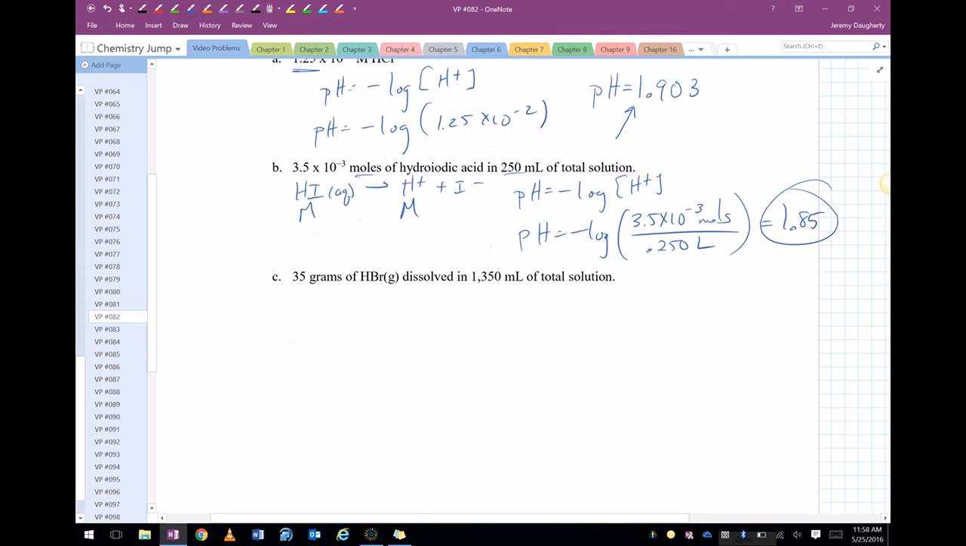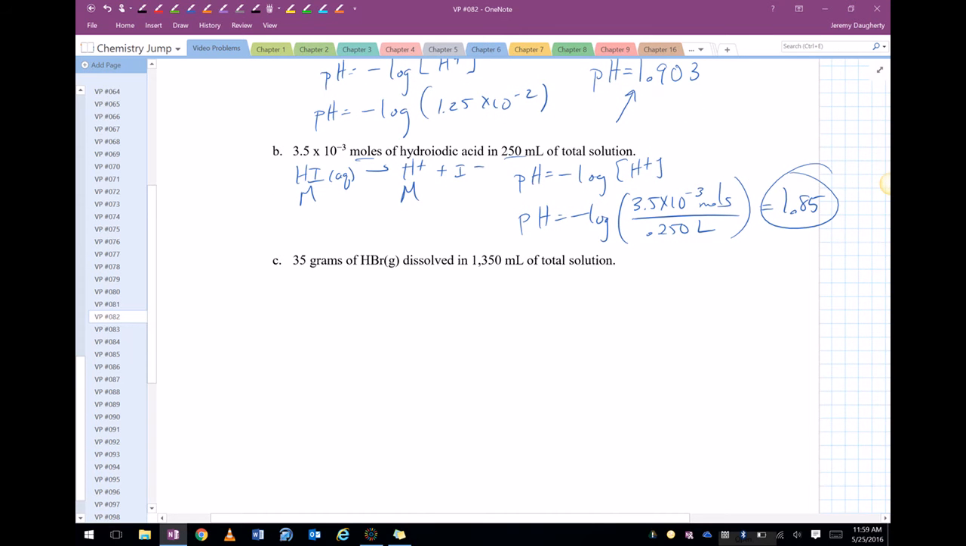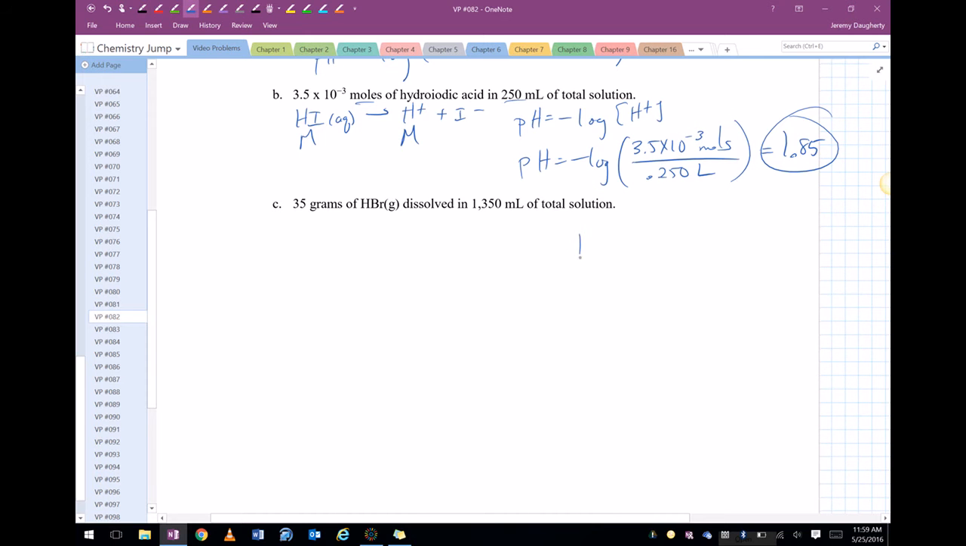Okay. 35 grams of HBr dissolved in 1,350 milliliters of total solution. Again, nothing different here. I'm still just going to do negative log of the hydrogen ion. I just need to calculate what it is. It's a strong acid, so it breaks up completely. So that's 35 grams of HBr. Let's get the molar mass of HBr here. It's 1.008 plus the bromine, 79.90. Always show all of your work. I know I've been lately sort of slacking with showing the calculating molar mass, but show that work.